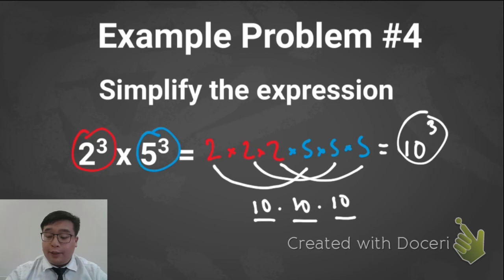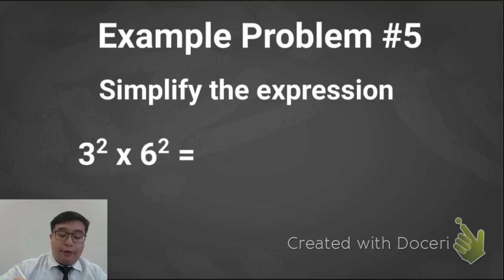All right, let's go over our next example. Here I have 3 to the second times 6 to the second. Again, we have the same exponent, but different bases. So, using our definition of exponents, 3 to the second power, that's going to be 2 of these 3's being multiplied together. All right, 6 to the second power, that's going to be 2 of these 6's being multiplied together.